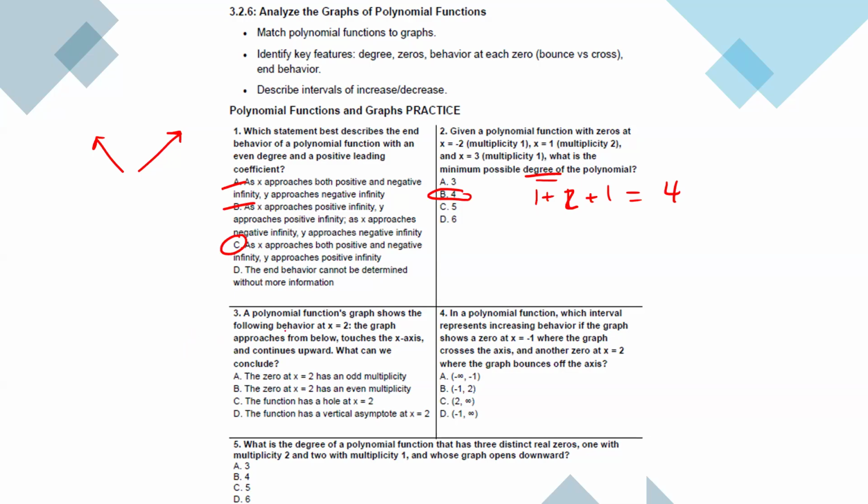The polynomial graph shows the behavior at x equals 2. The graph approaches from below, touches. Oh, I see it now. Well, that's more of a cross than a touch, but okay. There we go. The graph approaches from below, touches the x-axis, and continues upward. So therefore, it has to have an odd multiplicity because essentially it describes crossing the x-axis.